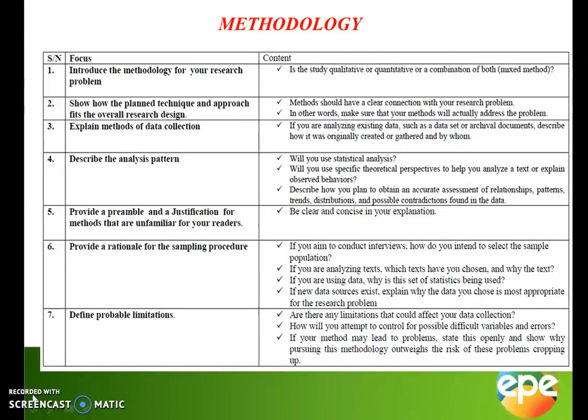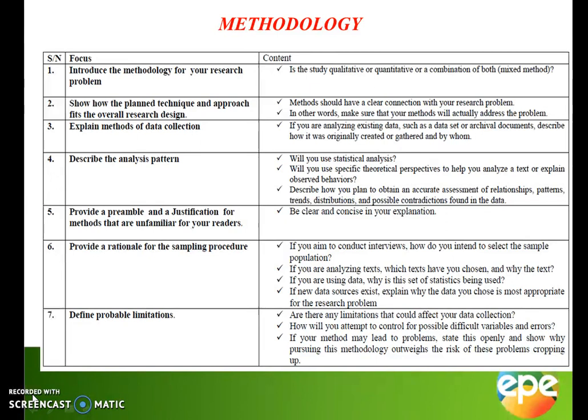The fifth point is that you need to provide a preamble and a justification for methods that are unfamiliar to your readers. You need to be clear, precise, and concise in the explanation. The sixth point is that you need to provide a rationale for the sampling procedure. If you aim to conduct interviews, how do you intend to select the sample population? If you are analyzing tests, which tests have you chosen and why? If you are using data, why is this set of statistics being used? If new data sources exist, explain why the data you choose is most appropriate for the research problem.